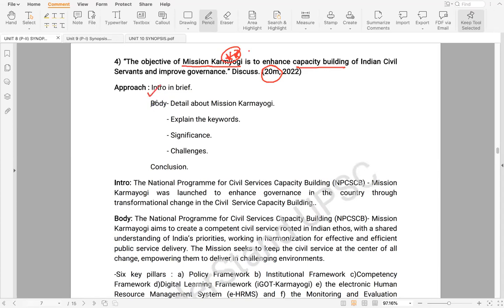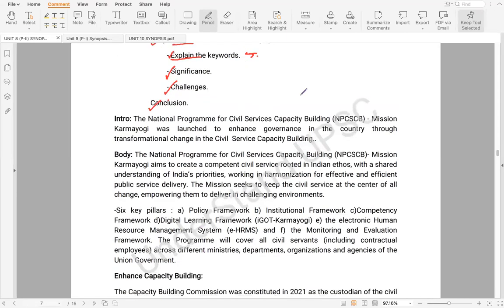So I'll try to talk about introduction, body. In the body, we'll talk about the details. We'll try to explain the keywords or the submissions under the Mission Karmyogi. We'll talk about the significance and the challenges, and then we'll conclude. The National Program for Civil Services Capacity Building is the official name of the Mission Karmyogi. It was launched to enhance the governance in the country through the transformational change in the civil services capacity building.